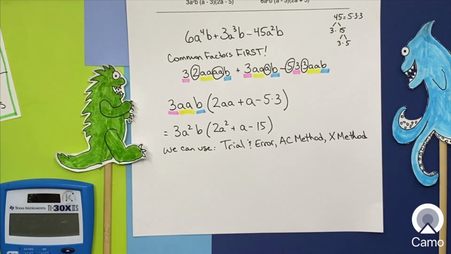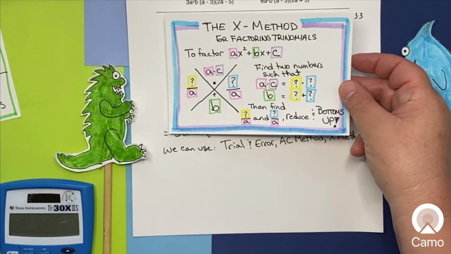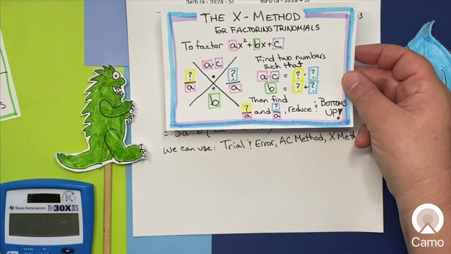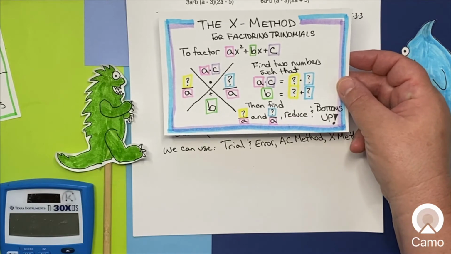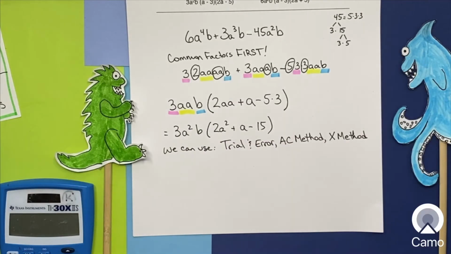So if you happen to see the X method, let me see if I have it here. I have so many things sitting here. There it is. The X method was this one. It's a little bit complicated. It's a very cool way of doing the AC method. So a little different. You can see a video for that. If I were smart enough, I would put links, but I don't know if I'm smart. So we'll see. Maybe I'm not.